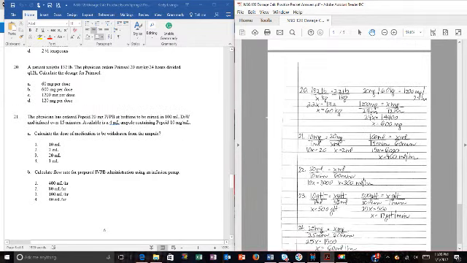Number 20. A patient weighs 132 pounds. A physician orders Primzol 20 milligrams per kilogram per 24 hours, divided every 12 hours. Calculate the dosage of Primzol. Again, another one that I've got pounds and kilograms. Get rid of those pounds. 132 pounds we figured equals 60 kilograms when we cross multiply.